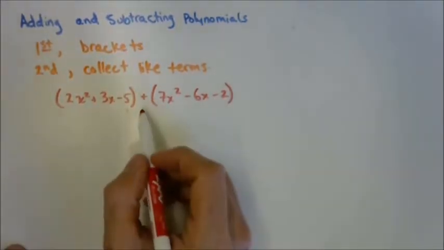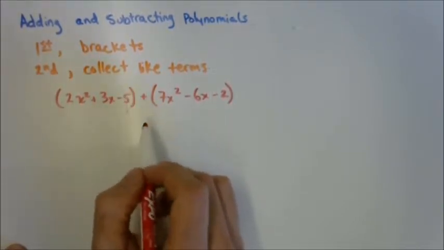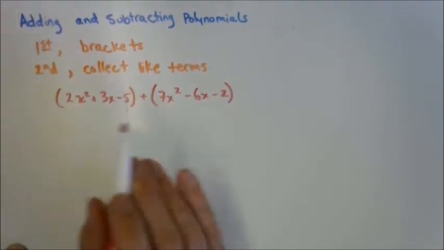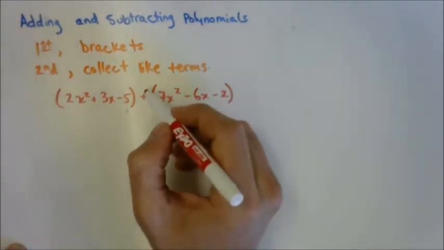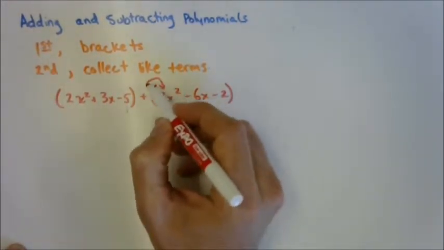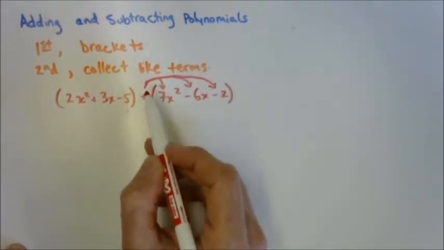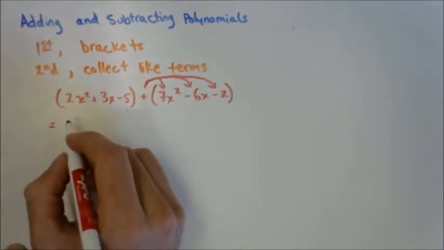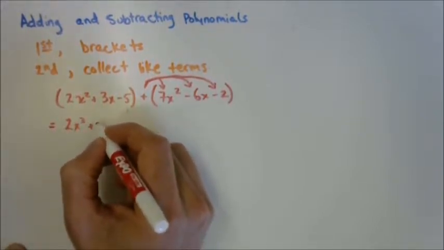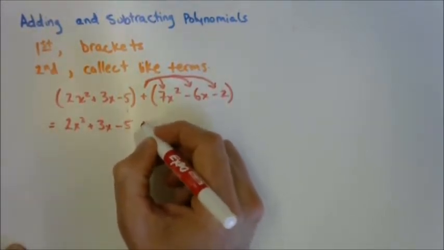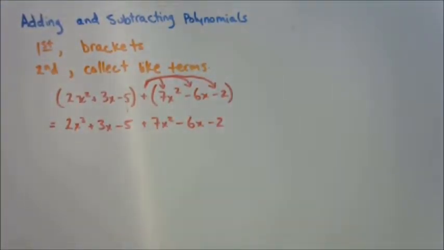Now, if there's no addition sign and it's just a bracket beside a bracket, we're dealing with multiplication. But here we're not dealing with multiplication. We're dealing with addition. But we have to remember that this plus sign gets applied, distributed to each term in this bracket. Now with a plus sign in front, that's really easy because it doesn't change anything. This is just going to be equal to, taking care of the brackets, 2x squared plus 3x minus 5 plus 7x squared minus 6x minus 2.